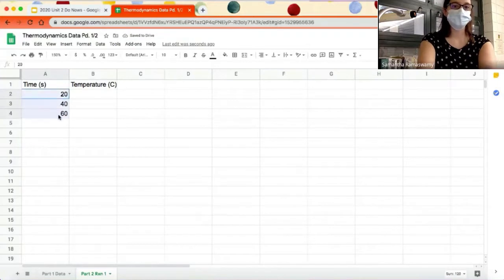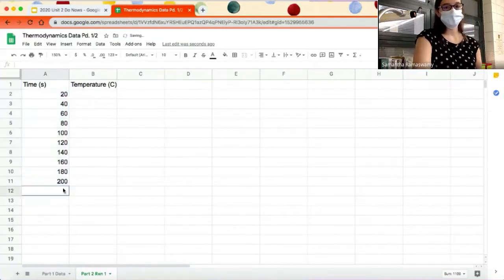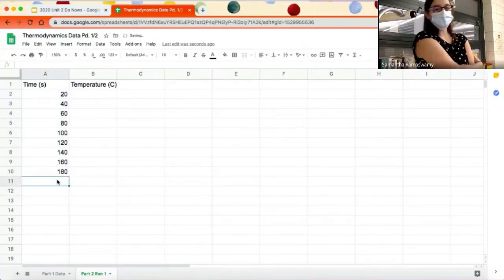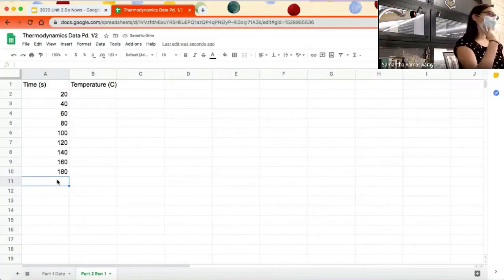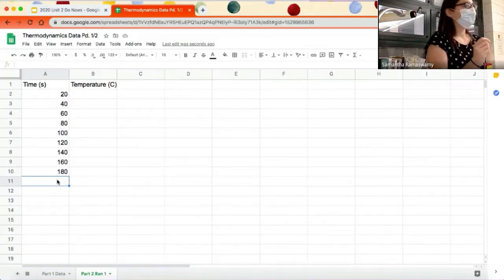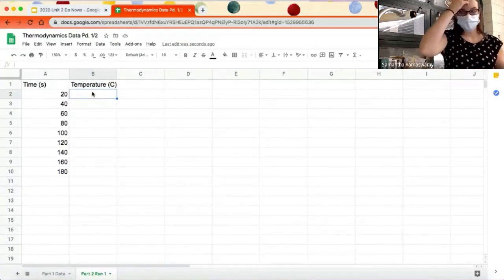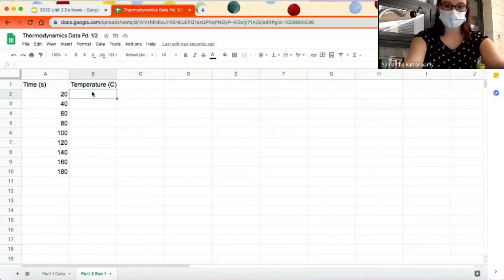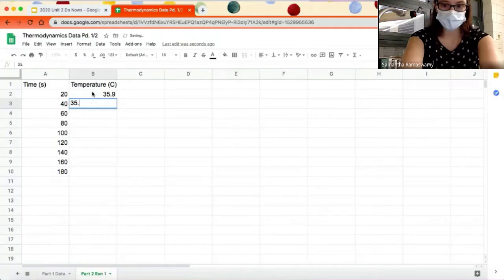So I'm going to highlight 20, 40, 60, and I'm just going to drag down. I don't need 200. So if you show Google Sheets what you want the pattern to be like, you can then drag down. And if you drag too far, you can delete. I did delete the 200. Now temperature, I'm going to record from data table 2. So this starts with 35.9.